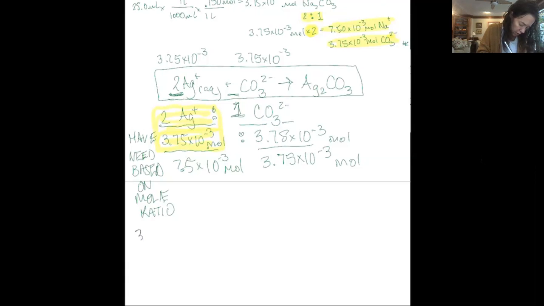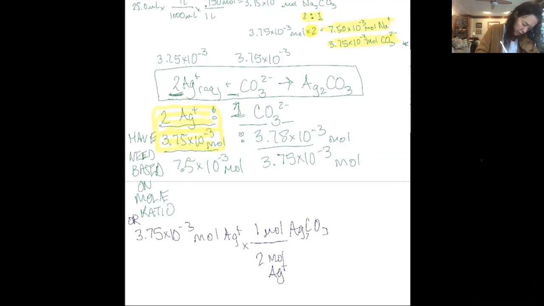I could go 3.75 times 10 to the negative third moles of silver, 2 moles of silver for every 1 mole of silver carbonate. There's so many different ways you can do this, guys. Well, that would make, what's half of 3.75?